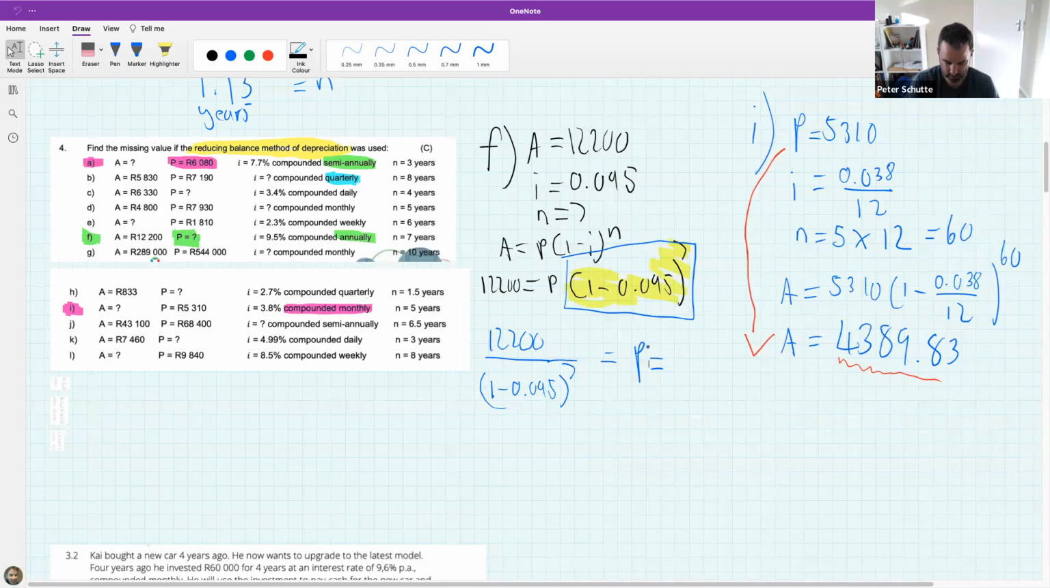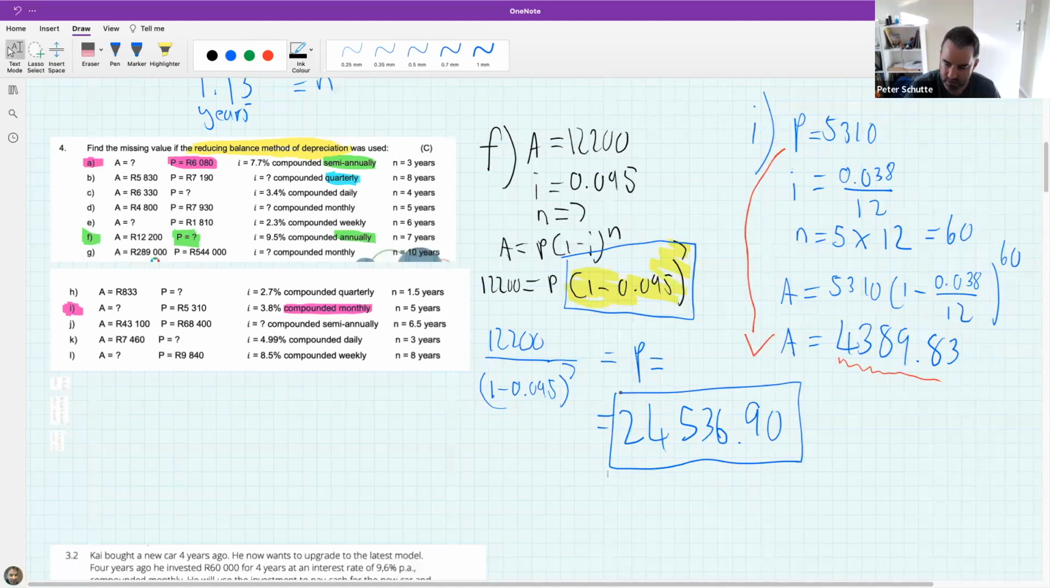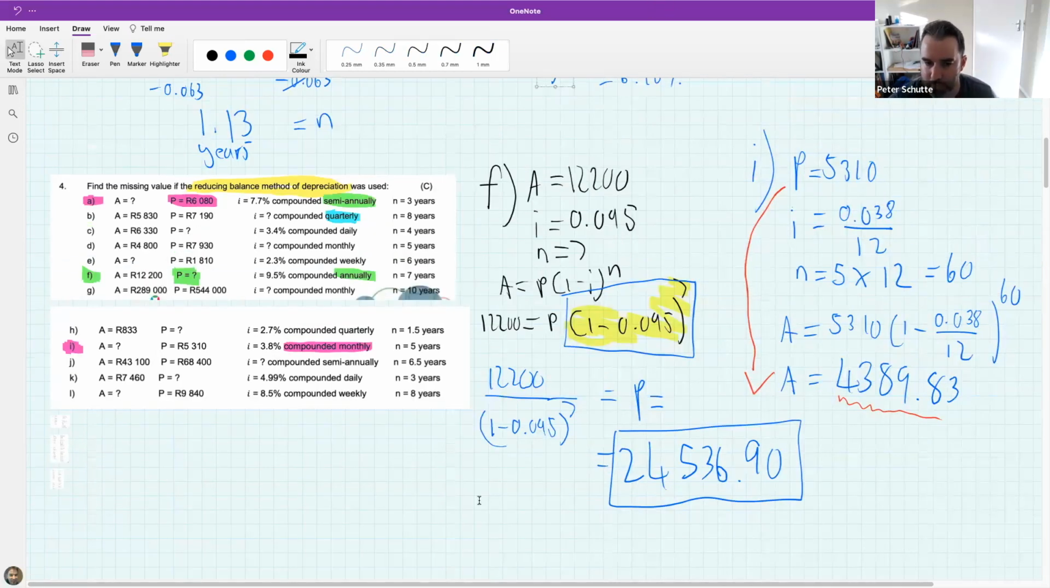What are we getting? We get 24,536.90. And so it was worth that at the beginning, and then it lost value. Basically it was 24,536. And Sichaba agrees with me, Jasmine agrees, Suelo agrees. So I think there's a very high probability that we are in the right thing.